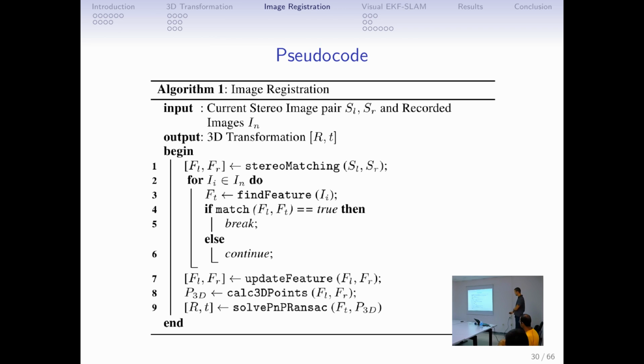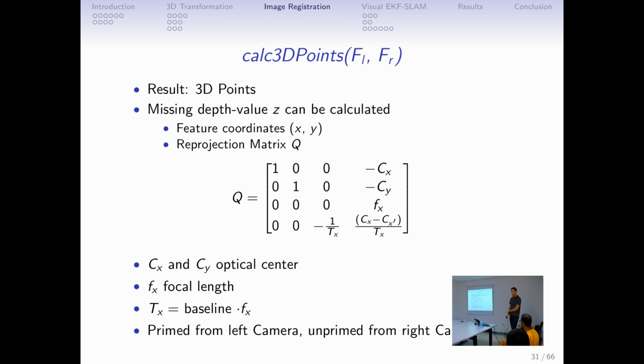That's why I'm using the update feature function here, because before running these two functions, or especially this one, we have to be assured that FL and FR have the same amount of features, and they are all perfectly aligned to each other. If we do so, we can calculate the 3D points. So we're taking the translated features from our stereo image system, and with respect to the reprojection matrix, we are able to calculate the 3D points from these stereo features. This reprojection matrix is filled with the camera intrinsics.